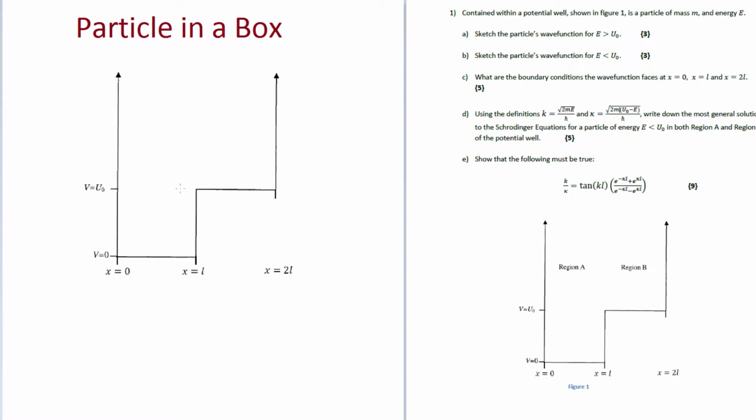In my window on the left, I have the same picture. So this is region A here, and this is region B. And what do we want? We want to sketch the particle with E greater than u0. So that means our particle is going to be above this potential energy u0 here. So it's going to be somewhere in this area, which means that there's no exponential decay, there's no tunneling happening here. So let's see what that looks like.